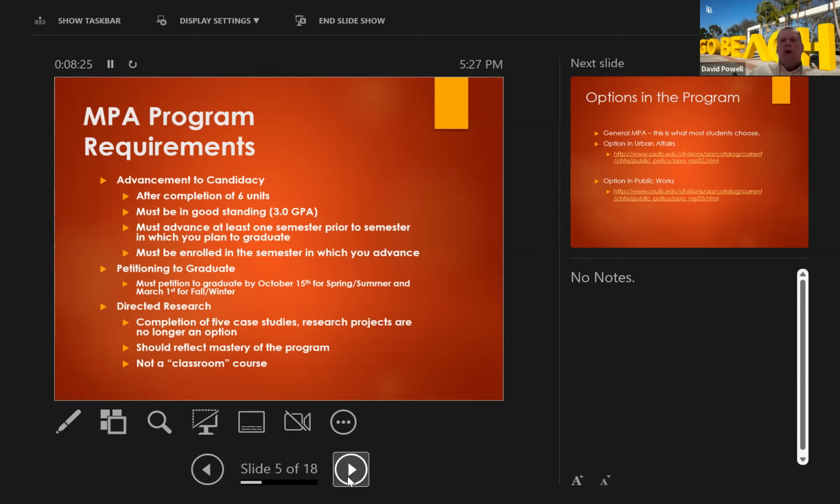You also must be enrolled in the semester in which you are advancing. So if you are only enrolled in fall and spring and you try and advance in the summer, but you're not enrolled in summer, then you're not going to be able to advance. You have to be enrolled in something in the semester in which you are advancing.